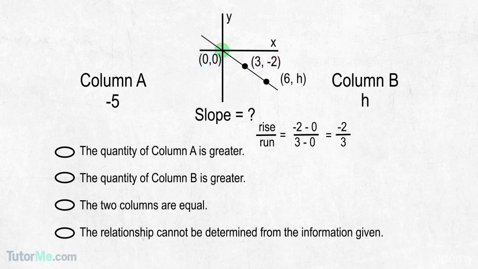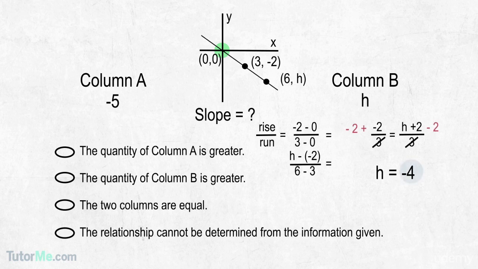Next, find the slope difference between 6, h and 3, -2. That will be h minus -2 over 6 minus 3. That leaves us with h plus 2 over 3. Set the two slopes equal to each other and solve for h. Cancel out the 3's and subtract the 2, and you're left with -4. -4 is greater than -5. So the quantity of column B is greater is our answer.